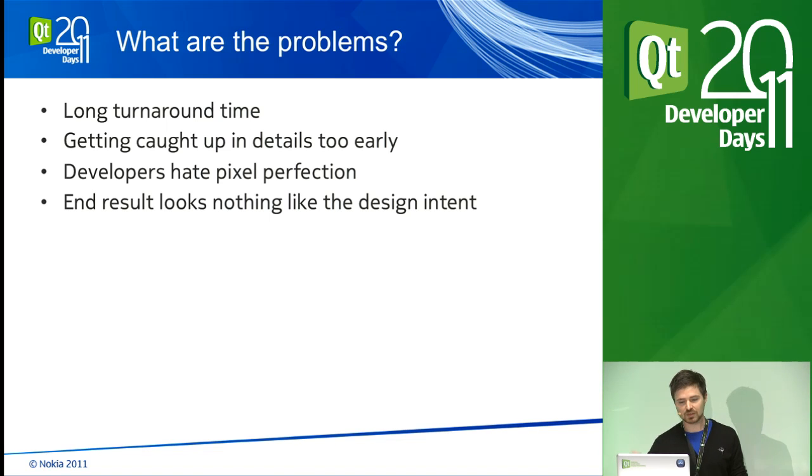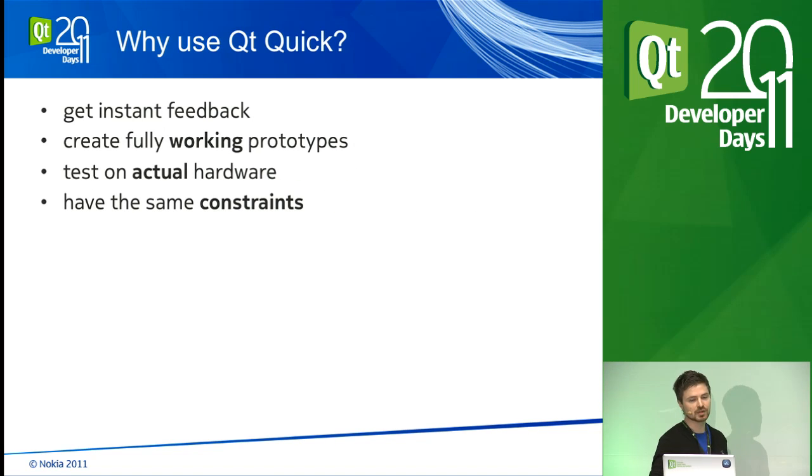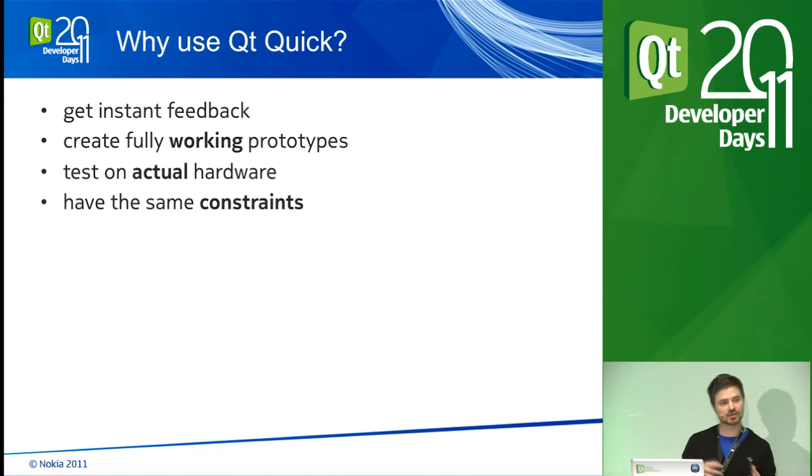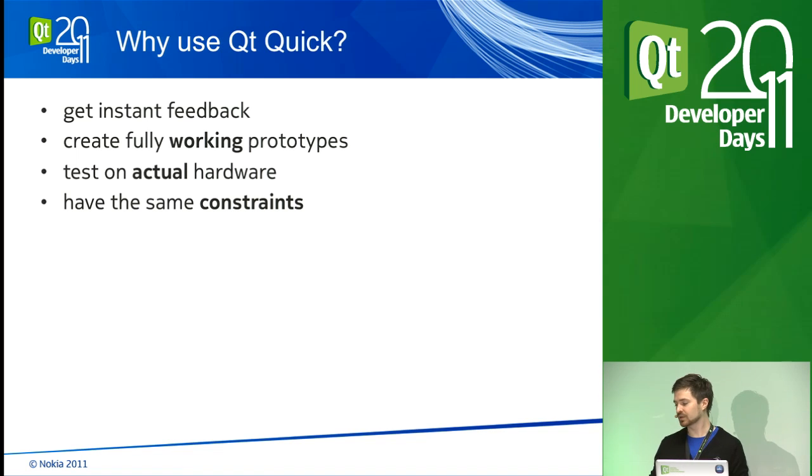Well, Qt Quick will give you instant feedback. You will be able to create fully working prototypes, which I'll get back to later. You'll be able to test your prototypes on actual hardware, so you know how your application will more or less perform on the final device. And while you're doing the prototypes, you have the same design constraints as the final application, which basically means if I'm running on an N8, I know pretty much how many objects I can push on the screen at the same time with my N8 prototype.